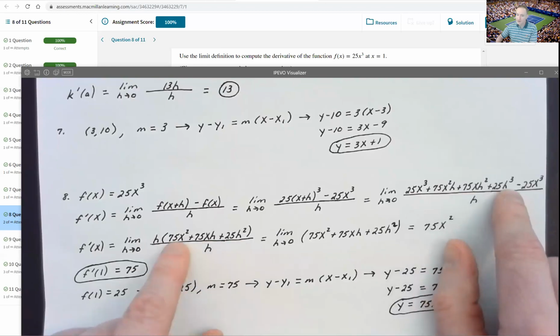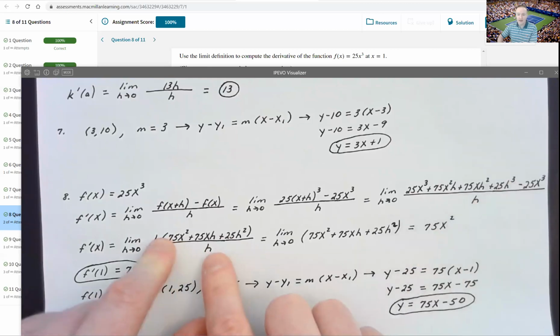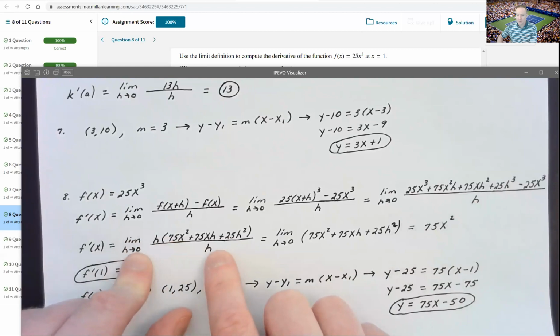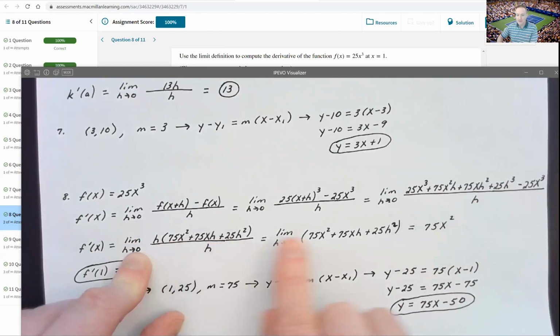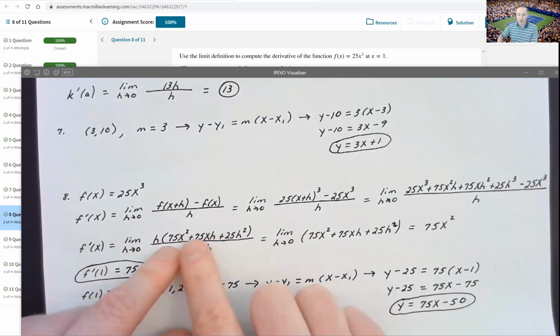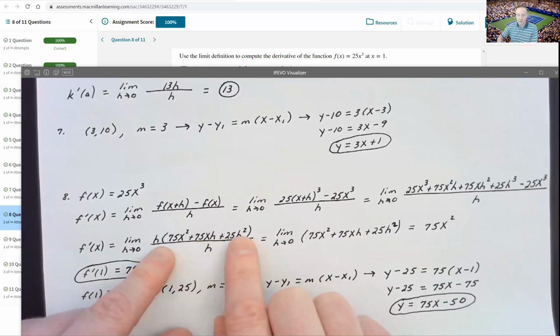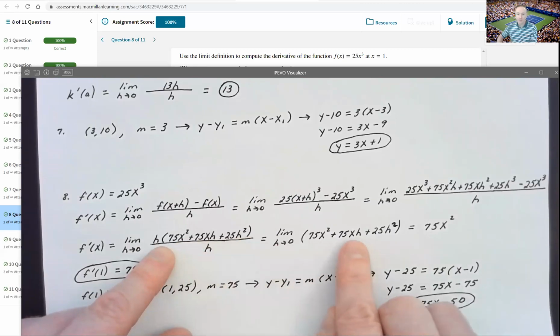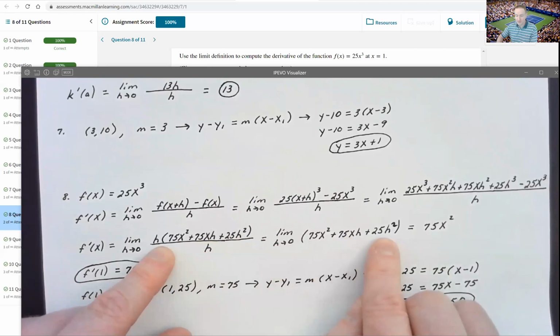Now notice, I could have factored out more than h, but it's probably best to only factor out the h, because the whole point in this problem is you needed to cancel a factor of h with the denominator. You can't allow this limit to approach 0 while there's still a factor of h in that denominator. So from this step to this step, I'm eliminating the h, or as I like to say, I eliminate h. And then I can say, oh, cool, then this is the limit as h approaches 0 of that three-term expression up here, 75x squared plus 75xh plus 25h squared.